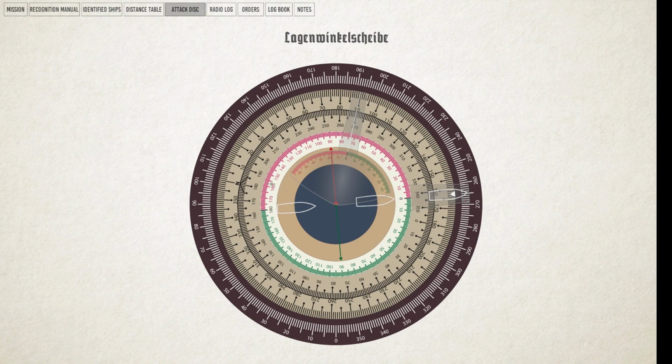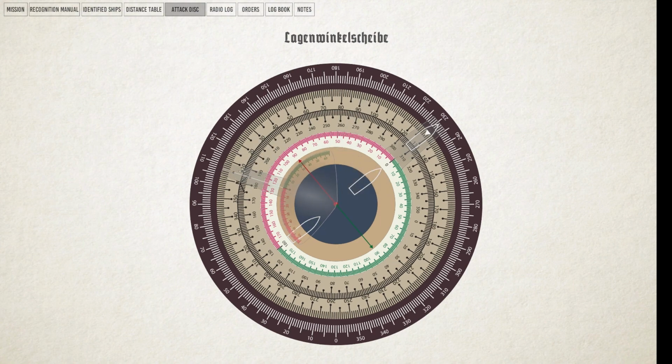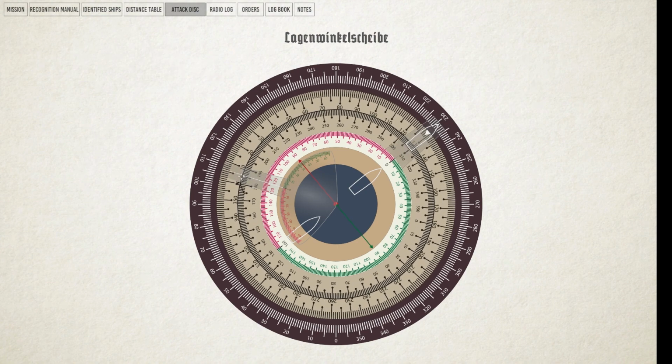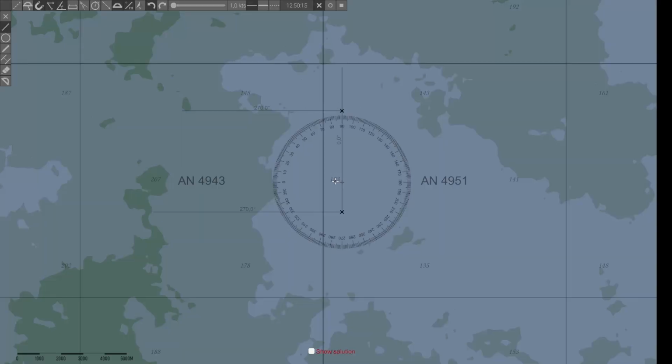Now make sure you always grab those where you can read the numbers. So don't try to grab this guy on its top, because it won't work. You will move the wrong disc. Alright, now let's close this and bring up the map.